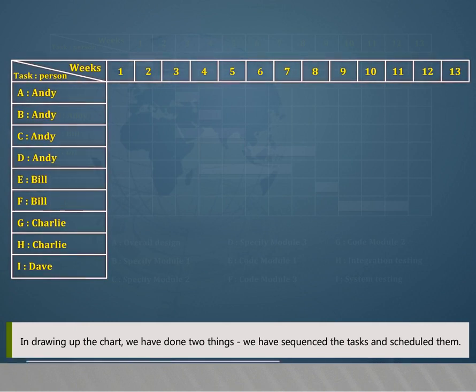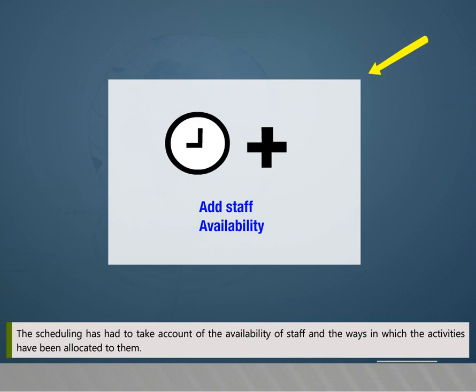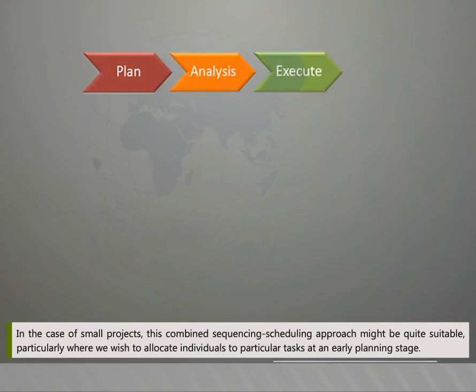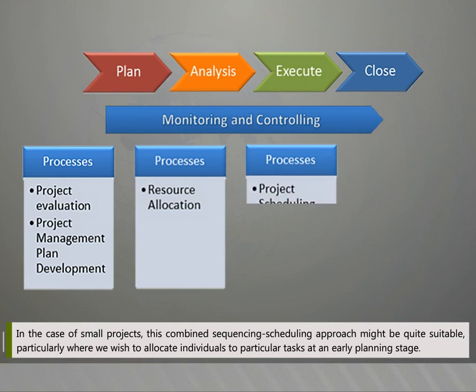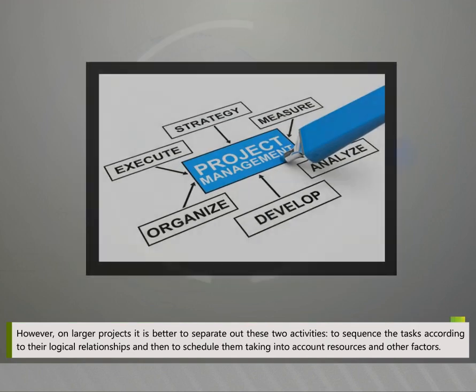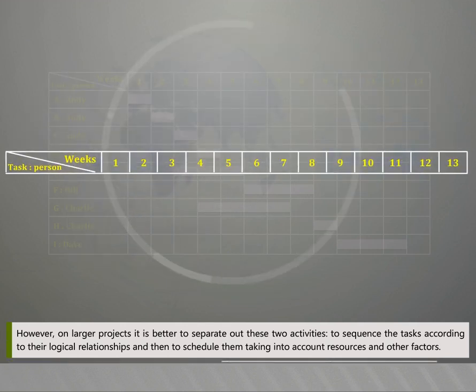In drawing up the chart, we have therefore done two things. We have sequenced the tasks, and the scheduling has had to take account of the availability of staff and the ways in which the activities have been allocated to them. In the case of small projects, this combined sequencing and scheduling approach might be quite suitable, particularly where we wish to allocate individuals to particular tasks at an early planning stage. However, on larger projects, it is better to separate out these two activities: to sequence the tasks according to their logical relationships and then to schedule them taking into account resources and other factors.